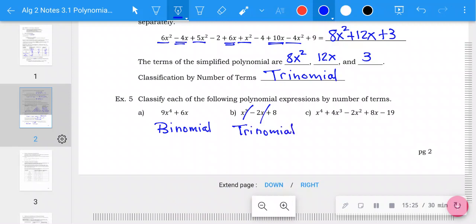And then look carefully, make sure there's nothing that combines with any of these. They can't. There's a fourth power here, but nowhere else. There's a third power here, but nowhere else. Second power is unique. First power on the x is unique. And then we get the constant 19. Nothing can be combined. So then I'm going to count here. There's 1, 2, 3, 4, 5. This is a polynomial with 5 terms.